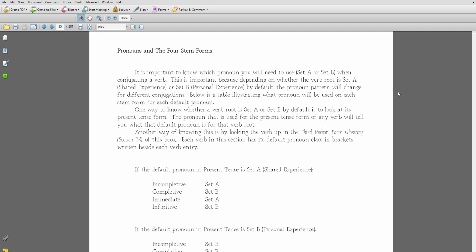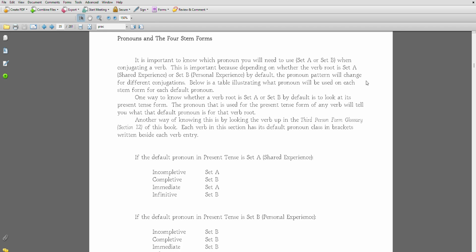Pronouns and the 4 stem forms. It is important to know which pronoun you will need to use, set A or set B, when conjugating a verb. This is important because depending on whether the verb root is set A, shared experience, or set B, personal experience, by default, the pronoun pattern will change for different conjugations. Below is a table illustrating what pronoun will be used on each stem form for each default pronoun.